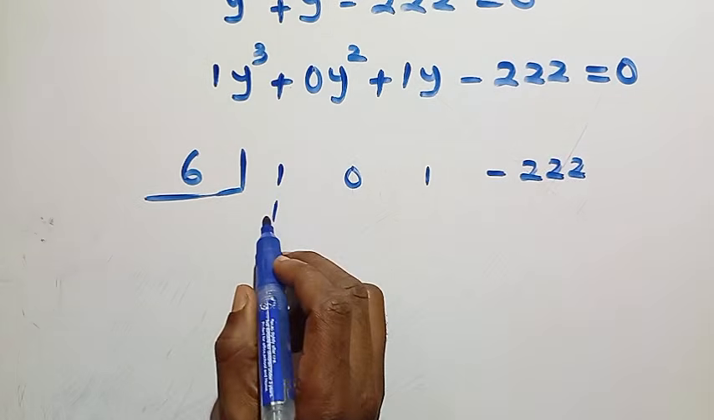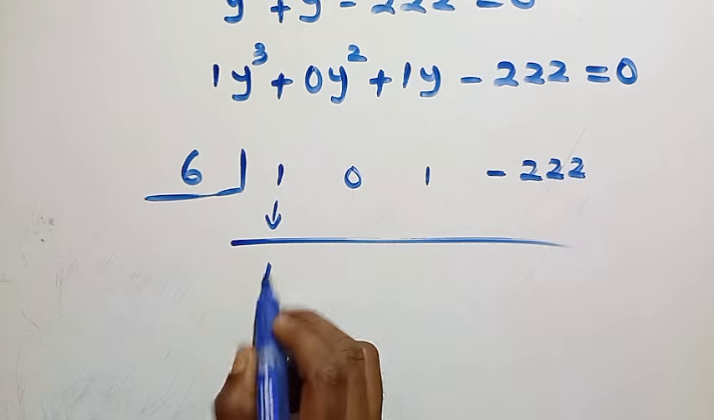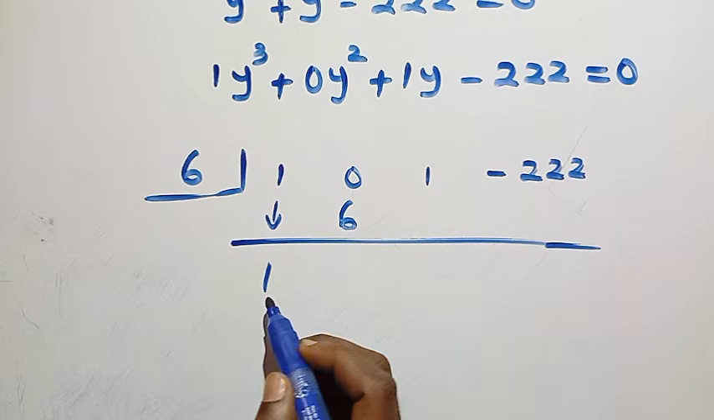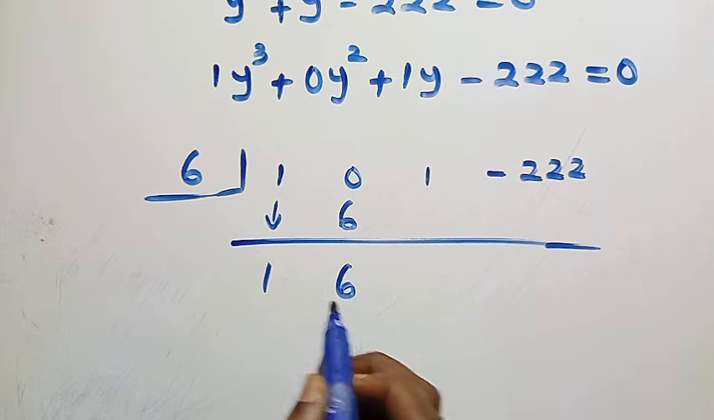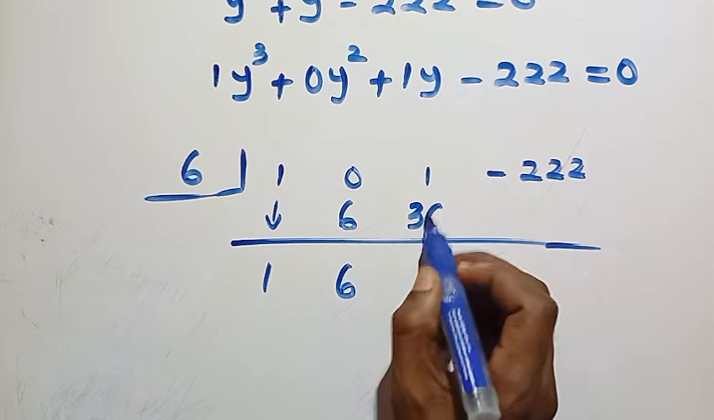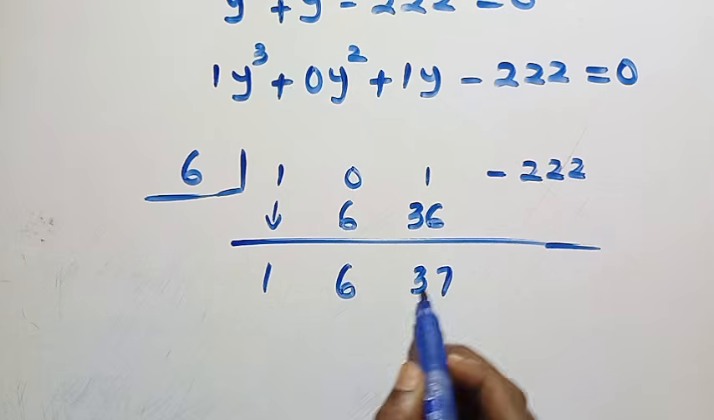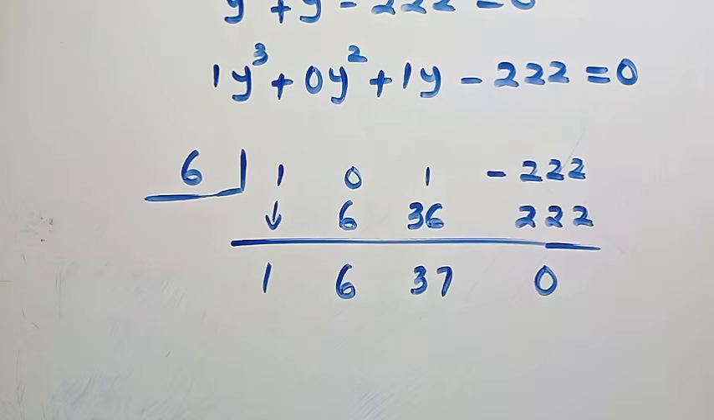Here the first number, nothing comes before it, so we write it as it is, that is 1. Then we multiply 6 by 1, that is 6. Adding this together, we have 6. Again, 6 multiplied by 6 is 36. Adding this together, we have 37. And 6 multiplied by 37 is 222. Adding this together, we have 0. Just as simple as it is. This is called synthetic division.